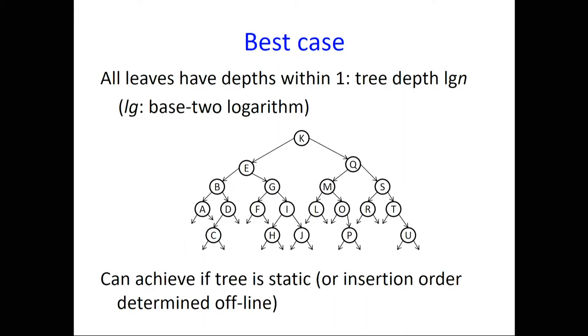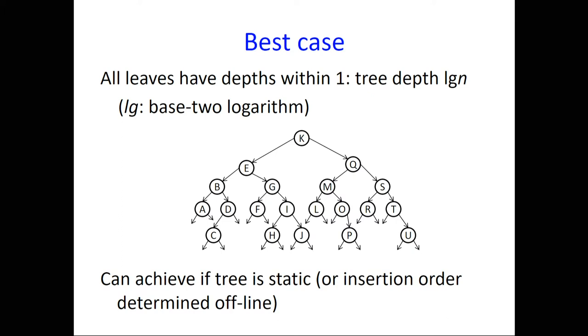The best case is where all the leaves, all the nodes with no children, are all on the bottom level, which is not always possible, or are all within one level of each other. And then we get essentially the binary log of N as the depth of the tree, and that's the search time. So if we have a static set of data, we can build the best case tree and then use it for all our searches.